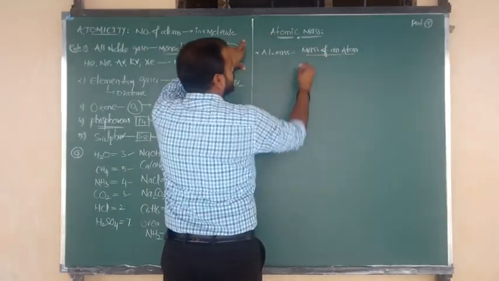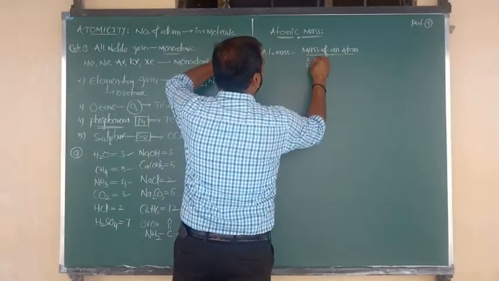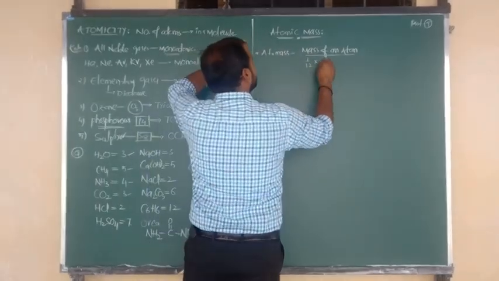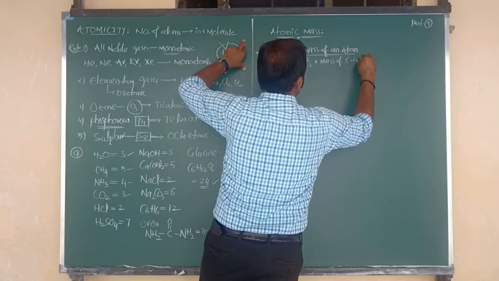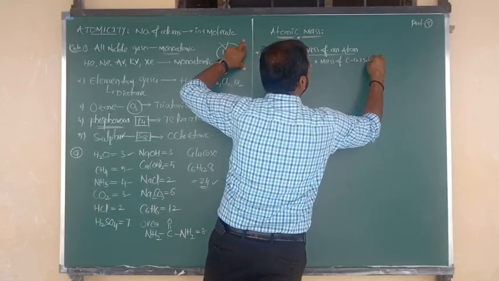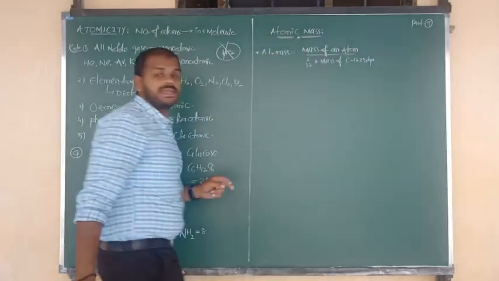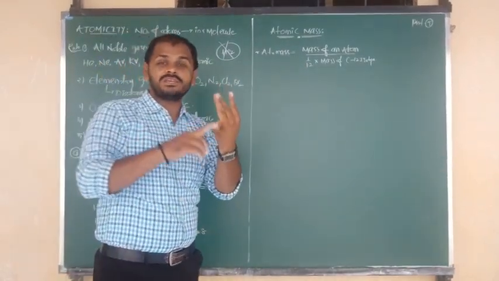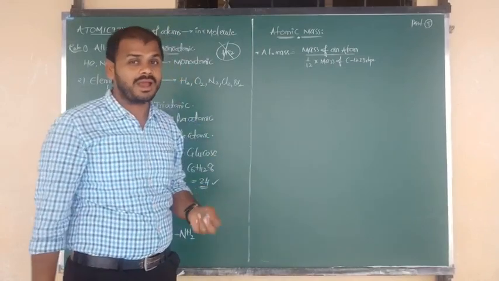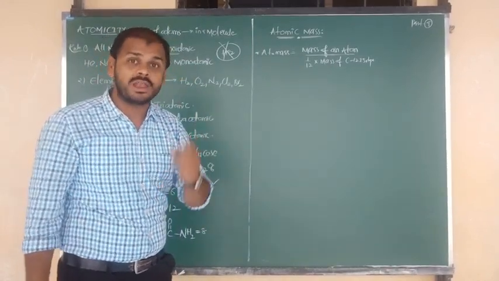divided by 1/12 into the mass of the C12 isotope. The mass of what, beta? The C12 isotope. Because carbon can exist in isotopic forms: C12, C13, C14. Okay now, but why are we considering C12? This is the question.